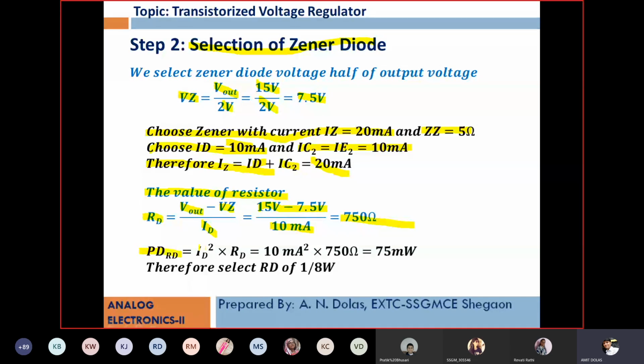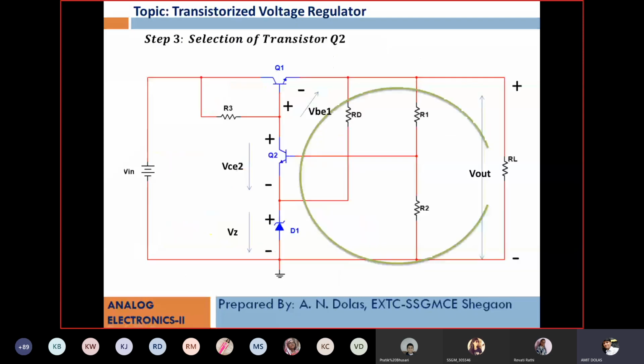Power dissipation in RD is ID square into RD, that is 10 milliampere squared multiplied by 750, which is 75 milliwatt. Again, 75 milliwatt is also very less. A quarter watt resistance is sufficient here. So a 1/8 watt resistance with 750 ohm value is suitable. Selection of transistor Q2. Let's see KVL.